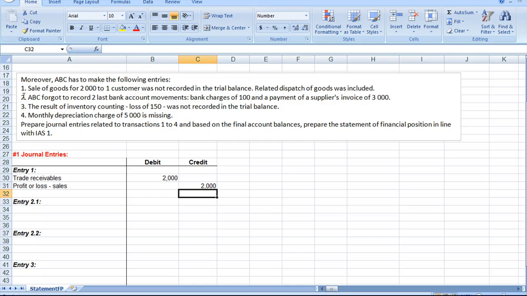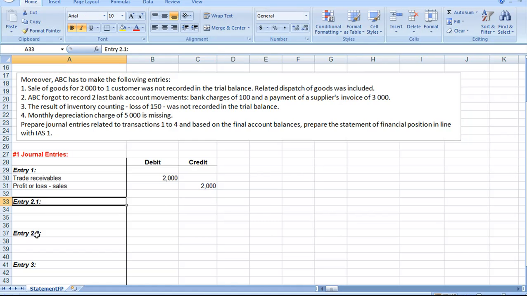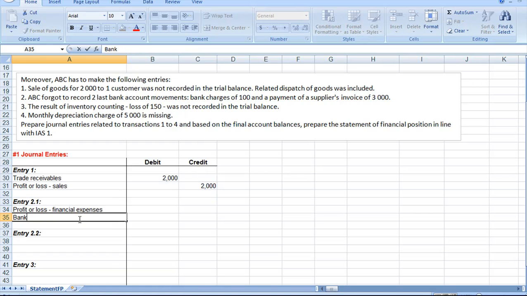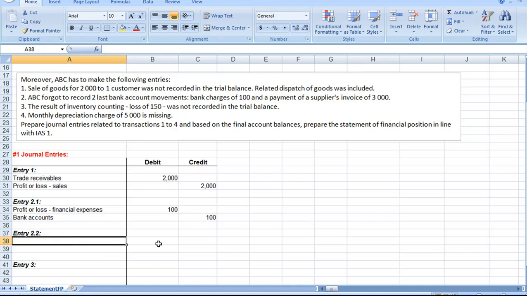The second case, in fact, there are two unrecorded movements on bank account, so we will prepare two entries. Entry 2.1, omitted bank charges. Well, we debit profit or loss, some financial expenses account, and credit bank accounts with 100. Because our bank accounts decrease. Entry number 2.2, unrecorded payment of supplier's invoice. Well, our trade payables decrease, so we debit trade payables, and also our bank account balance decreased, so we credit bank accounts with 3000.